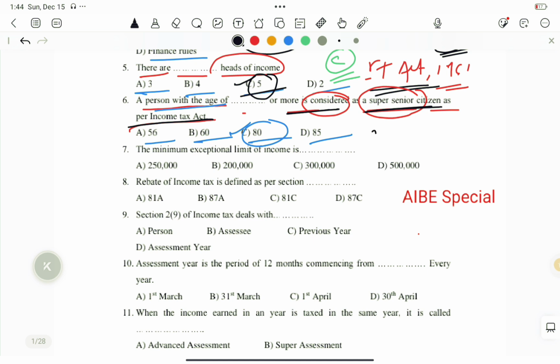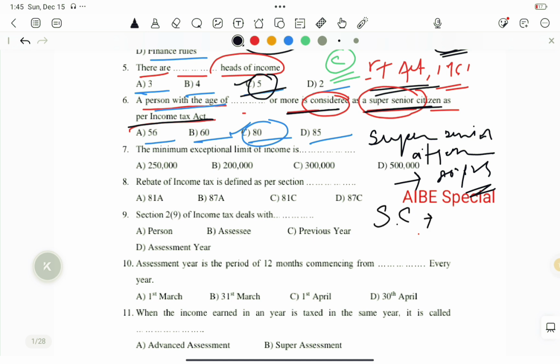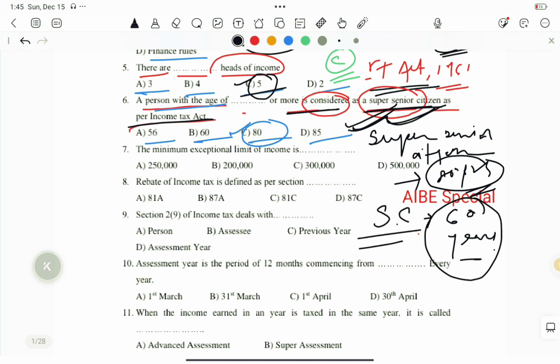So super senior citizen is 80 years, but only senior citizen is 60 years. Okay, if it is a super senior citizen then it is 80 years, and if it is only a senior citizen then it is 60 years as per IT Act 1961. Okay, so in this case, the correct option would be our option C.